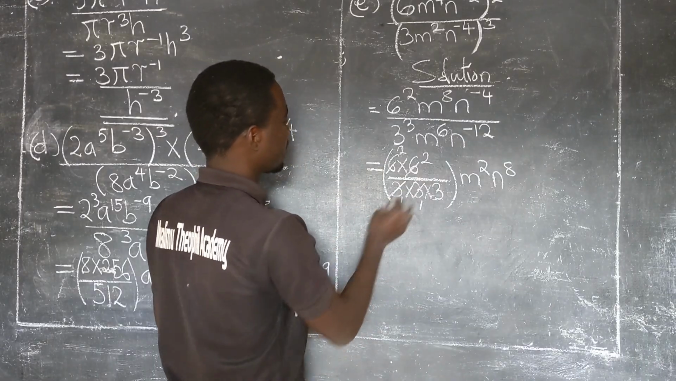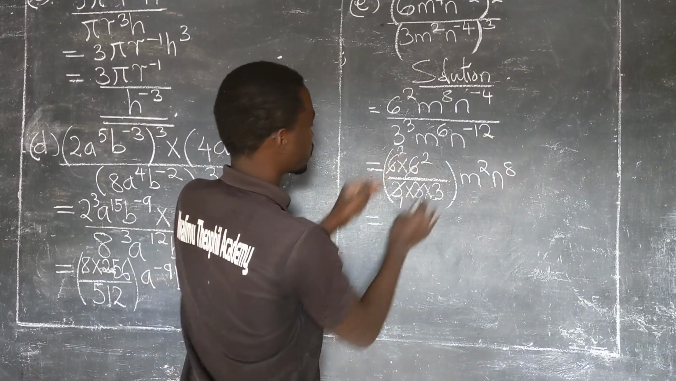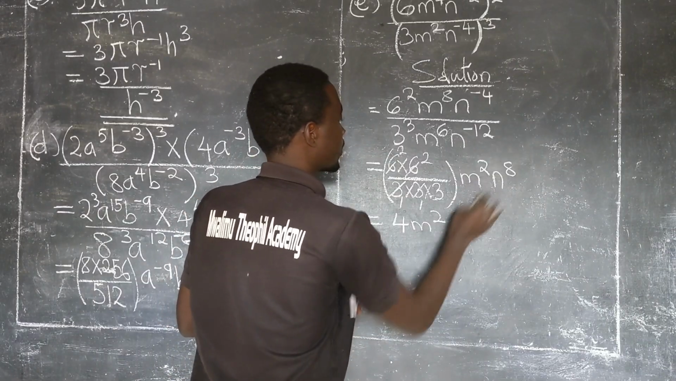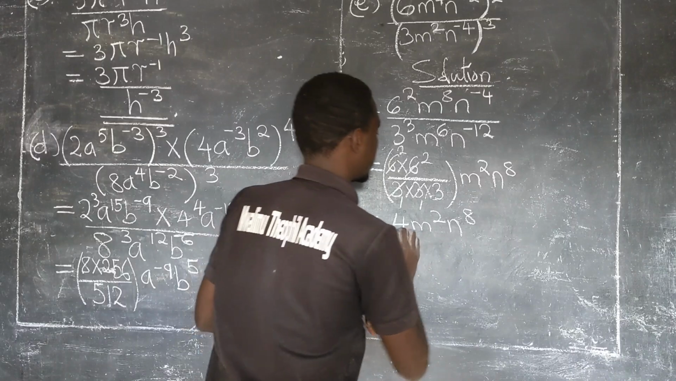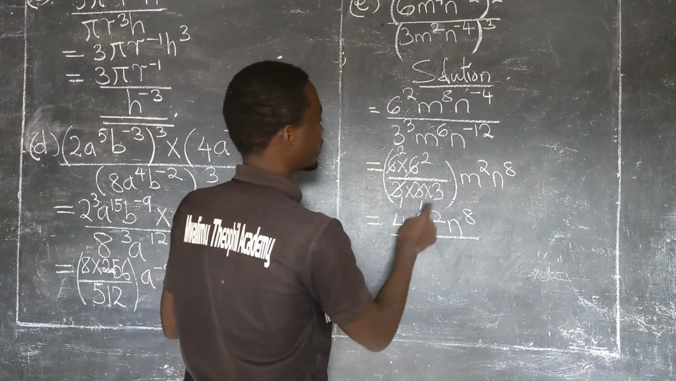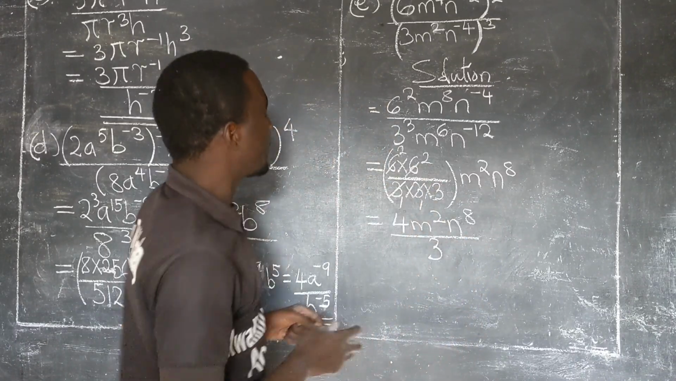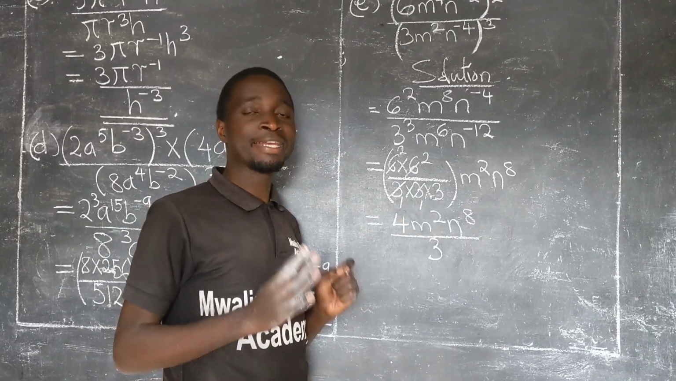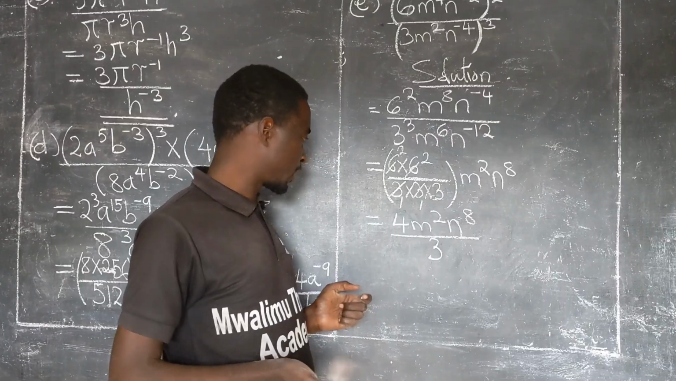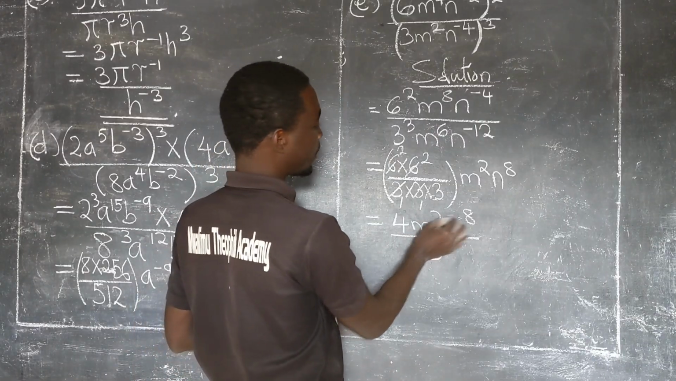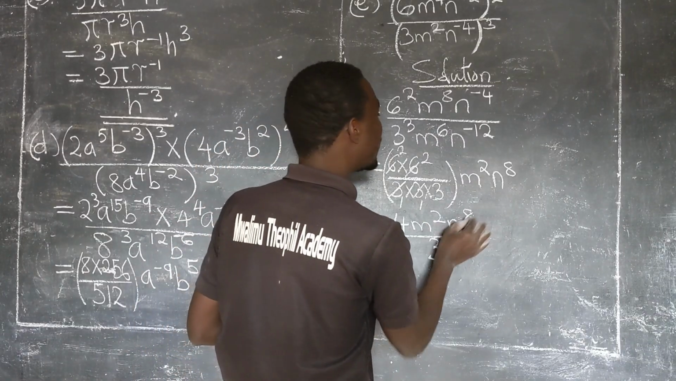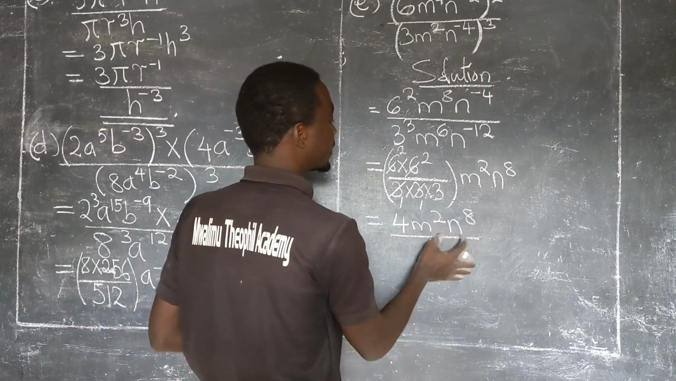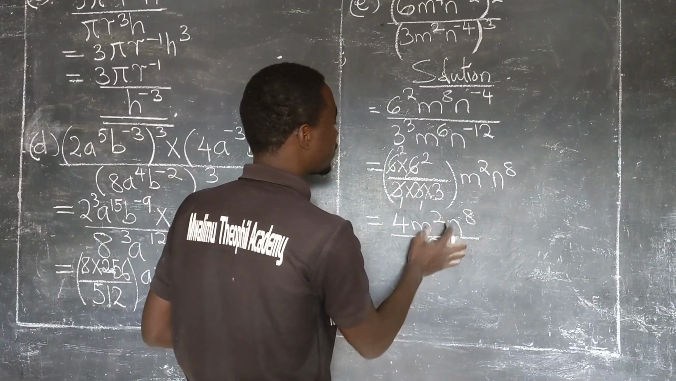So here, after simplifying, in the numerator we're left with 2 times 2, which is 4m squared, times n raised to 8, divided by 1 times 1 times 3, which is 3. But in the question we are instructed to express the final answer with negative exponents. Now here the exponents that we have are positive. To express these positive exponents as negative, we should reciprocate these exponential values.